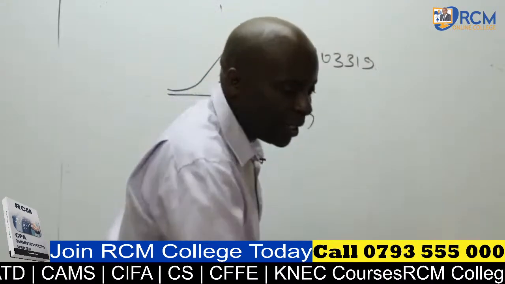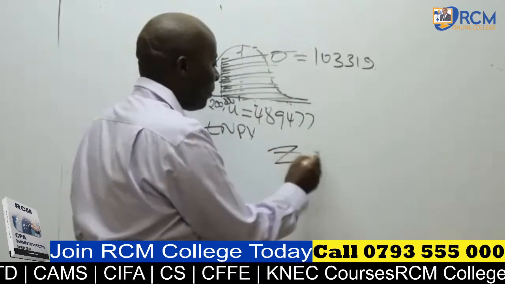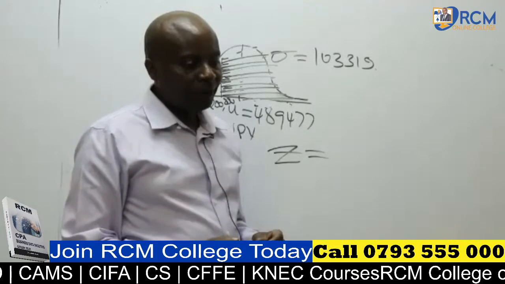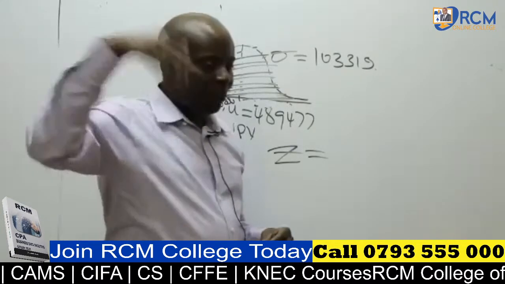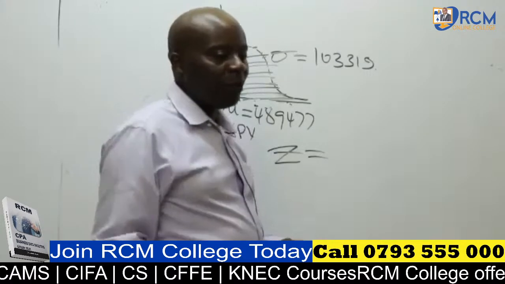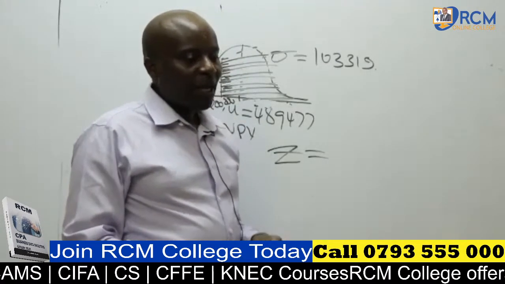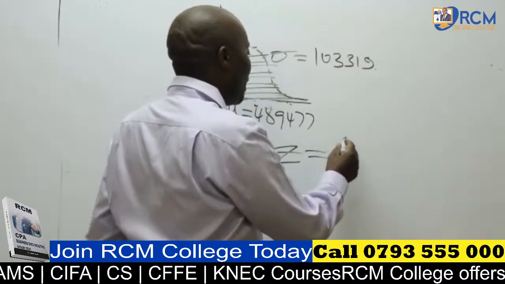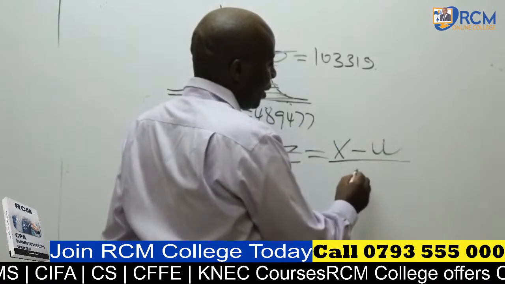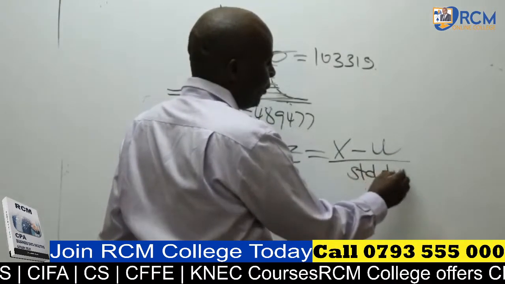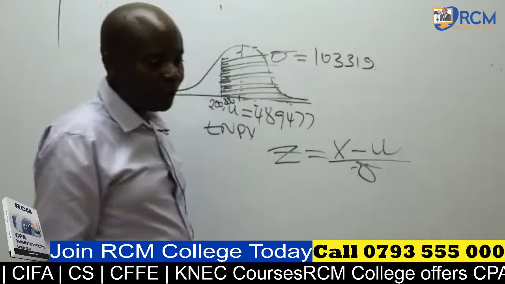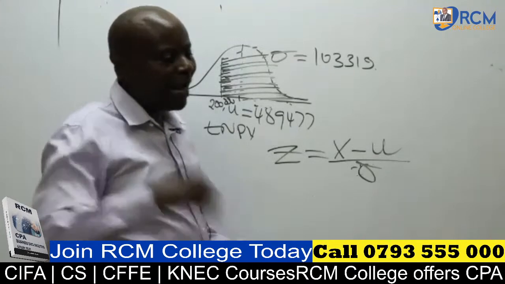It is about Z. How do we get Z? Is there anybody who can remind us the formula of getting Z, from your CPA section 4, from your advanced MA? Great. It is X minus mu, or X bar, divided by the standard deviation.